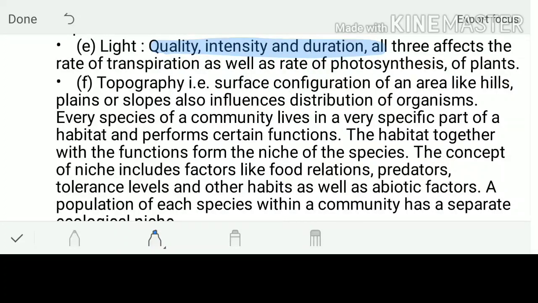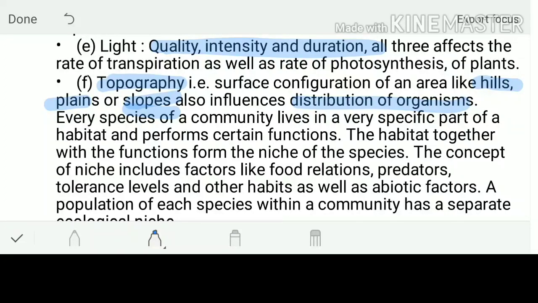One more important factor is called topography, which is the surface configuration of the area. For example, the areas are divided into hills, plains or slopes, something like that. You can deal with it like the study of geography. We have already dealt with them. This also influences the distribution of organisms.